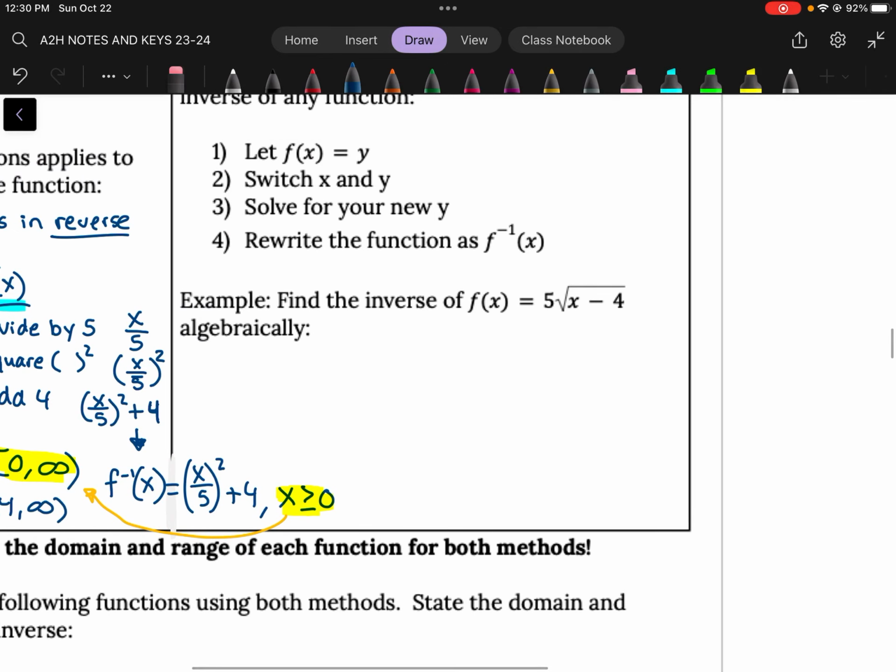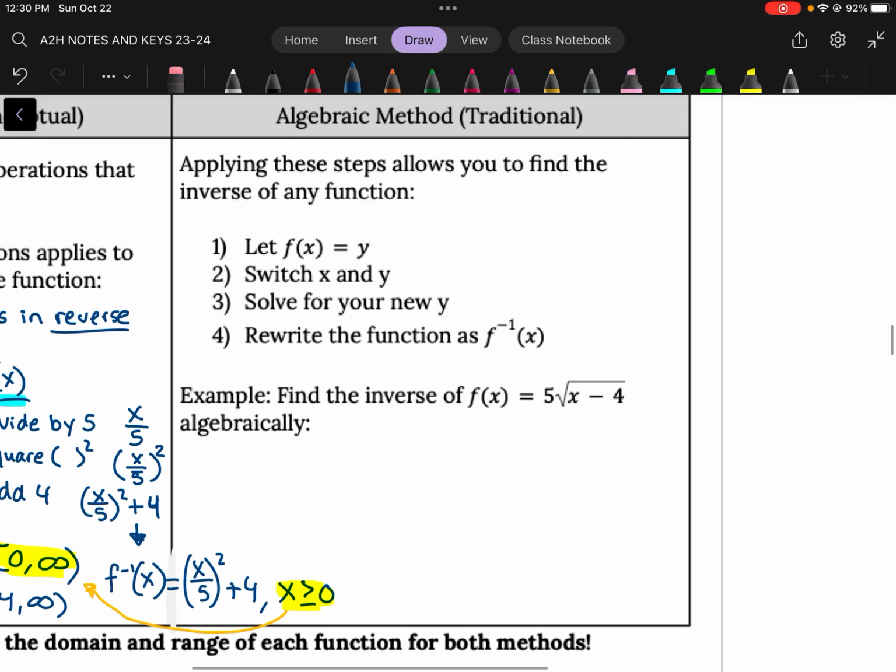So let's try it the old school algebraic way. We know what the answer is. So this way says, you know what we're really doing here is just flip-flopping the x's and y's.